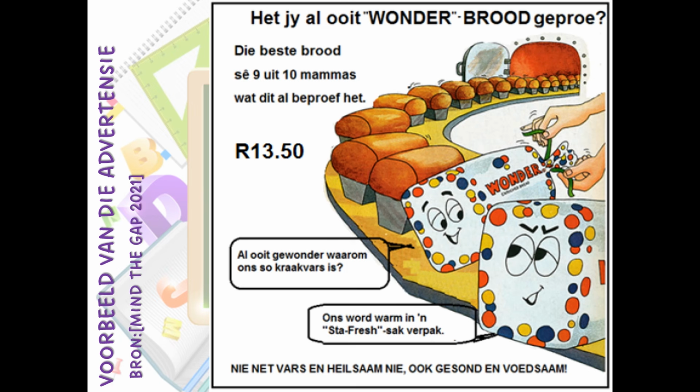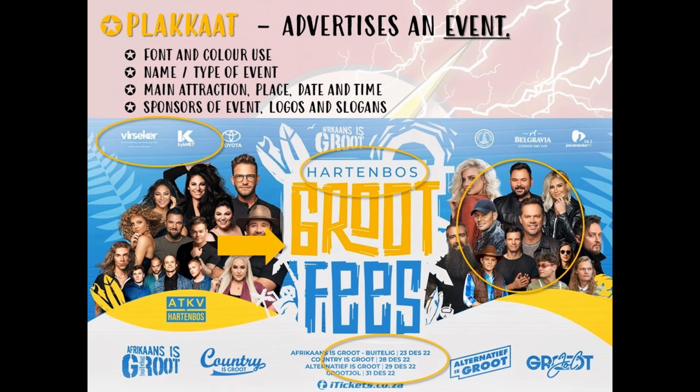Bad example. This is your poster. Hartenbosse, Afrikaans is groot, lekker, lekker. So you have to use font and color use, so big, bold. What is the name, or what type of event is it? What is the main attraction, the place, the date, the time? Are there any sponsors of the event? Are there logos or slogans? Those types of things you need to look at.